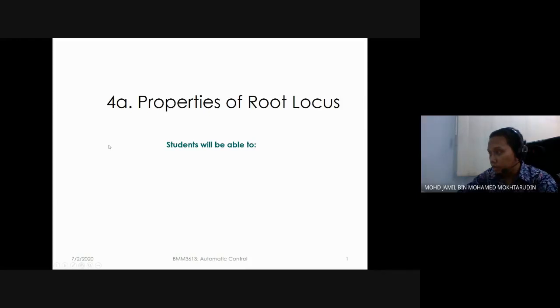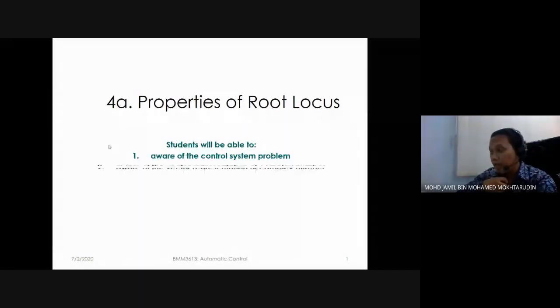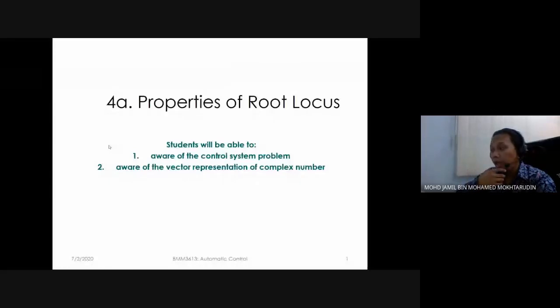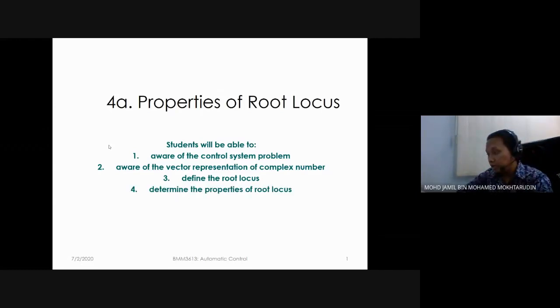So in this topic, students will be able to be aware of the control system problems that require properties of root locus or require the use of root locus. Secondly, be aware of complex numbers and how to represent a complex number as a vector. And lastly, define the root locus. Oh, sorry, second last. And lastly, determine the properties of a root locus.